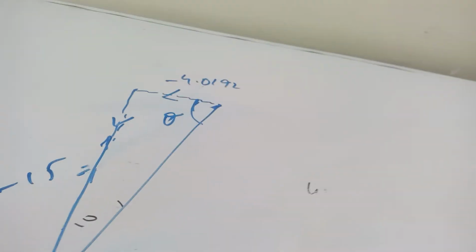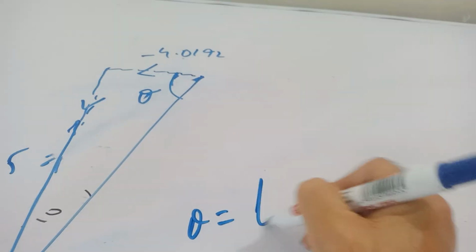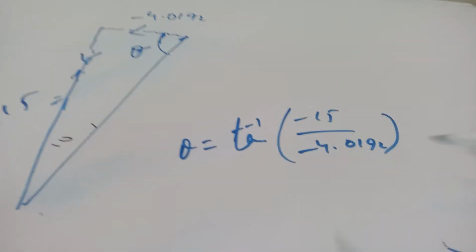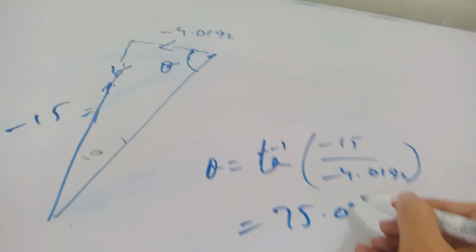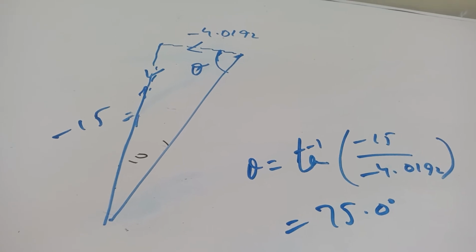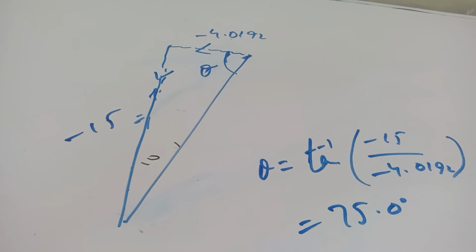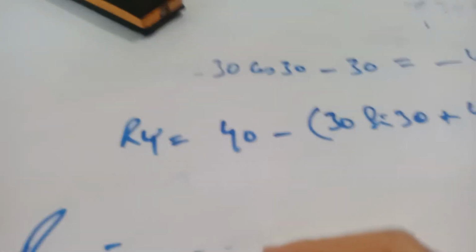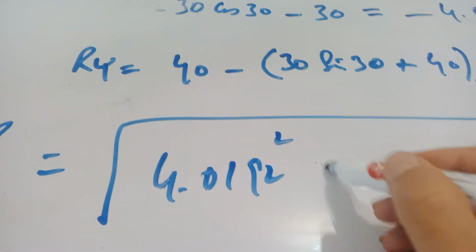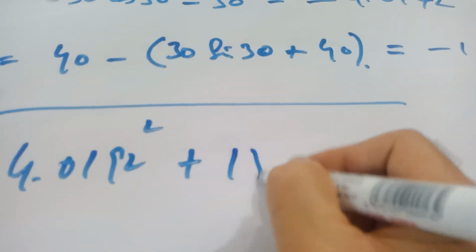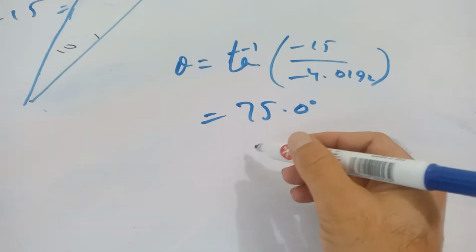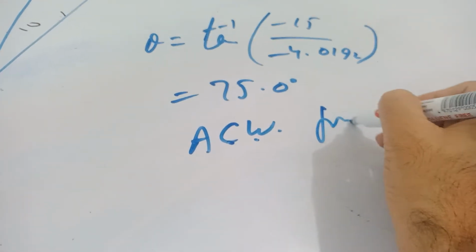So once again we shall find this basic angle. I'm just going to erase this. Okay, so the basic angle theta is tan inverse of -15 over -4.0192. So this is 75.0 degrees. When we write our answer, we can say that this is 75 degrees anti-clockwise from the negative x-axis. And the magnitude of this R would be the square root of Rx squared plus Ry squared. I'm not writing the minus here because when you take the square, the minus would be turned into the positive. So this will give you the resultant's magnitude, and this is the direction of the resultant, 75 degrees anti-clockwise from negative x-axis.